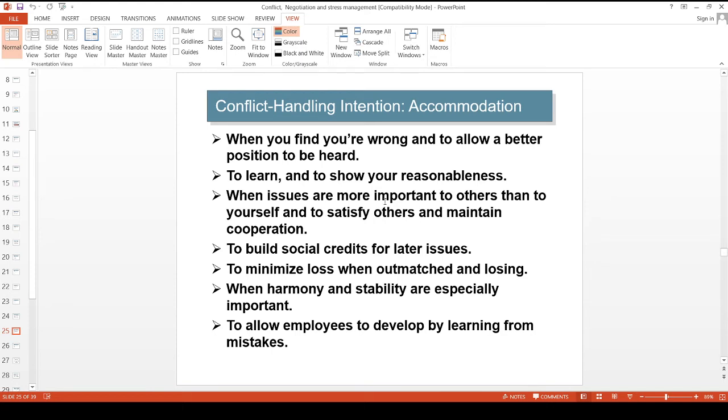Accommodation can also build social credits for later issues. So sometimes we accommodate the other party in order to have better relationships in the future, or in relation to other issues. It is used to minimize loss when outmatched and losing, when harmony and stability are especially important, and to allow employees to develop by learning from mistakes. So the accommodation approach is usually applied when we give more weightage to the other party's point of view in order to have better positions with that party in the future.